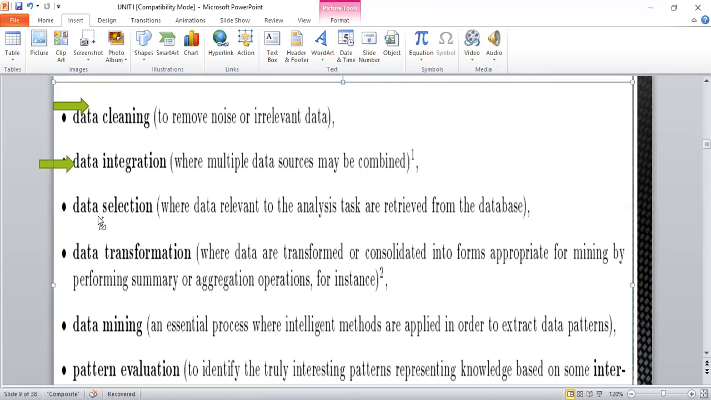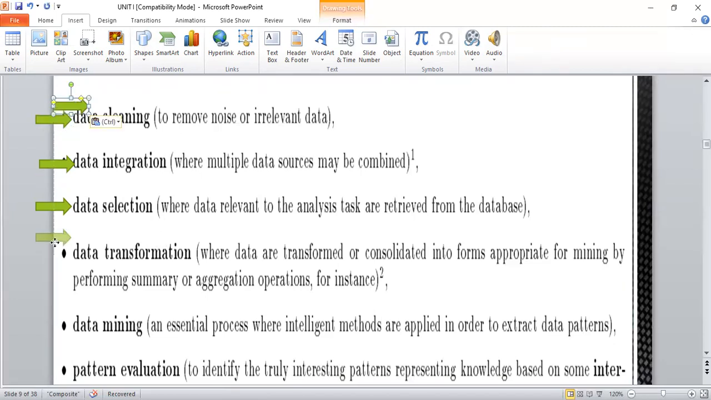Now coming on to our data selection. What is this data selection? We have collected this data, and now we have to select the data which is relevant to our task. It is the process where data relevant to the analysis is decided and retrieved from the data collection. That can be done by utilizing neural networks, decision trees, naive Bayes, clustering, etc. These kinds of techniques can be utilized to select the relevant data. That is the purpose.